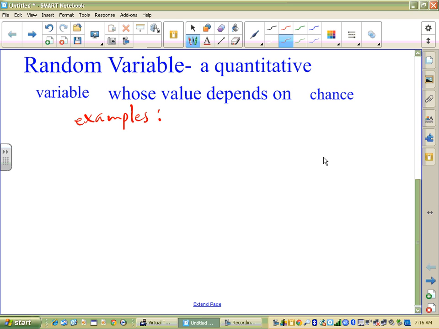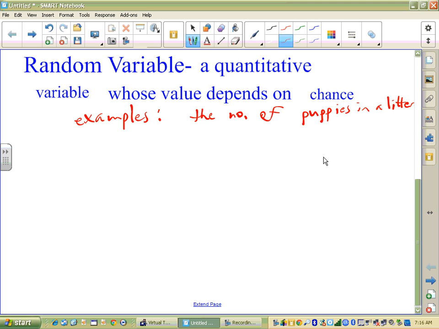So examples. The number of, notice it's the number of, how many? The number of puppies in a litter. It's a chance. Maybe there's 2. Maybe there's 19. I don't know the science or the biology behind dogs and their reproduction, but I do know that with puppy litters, it varies. It's chance.